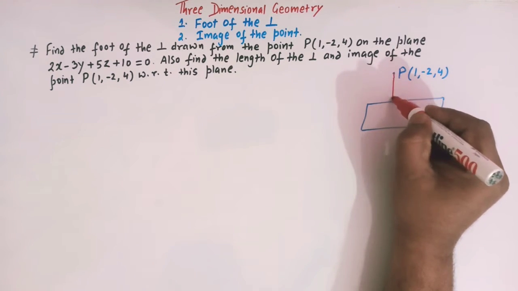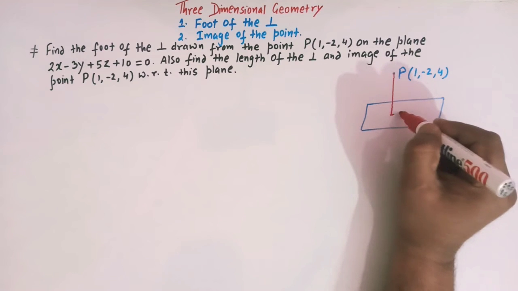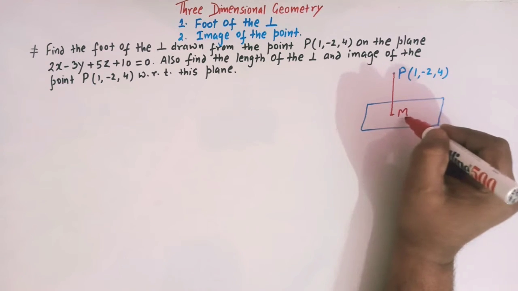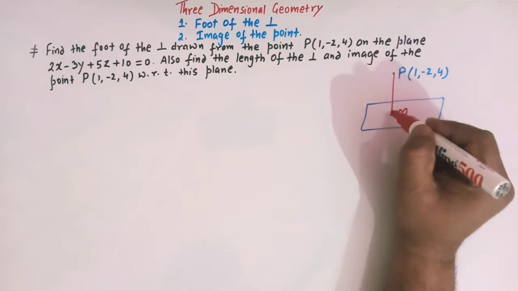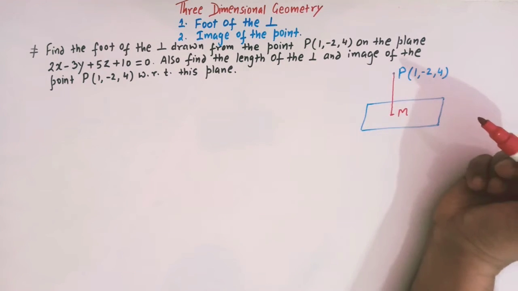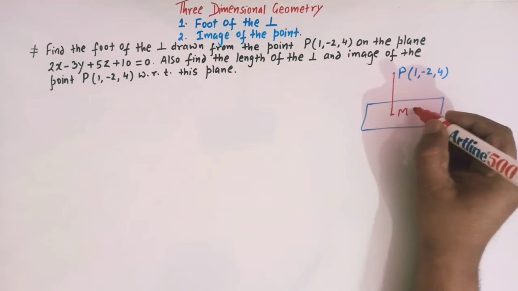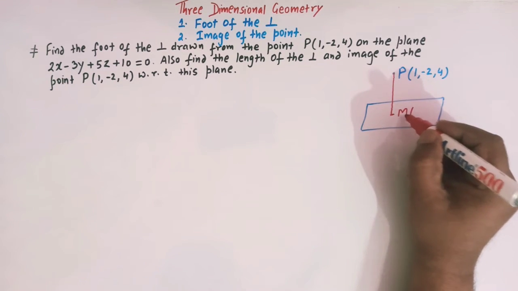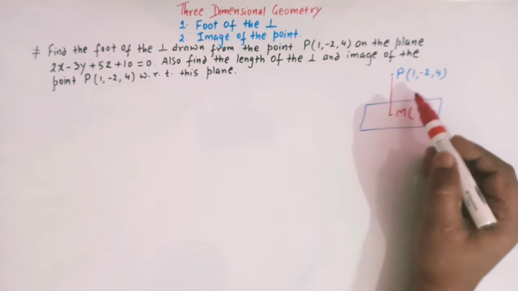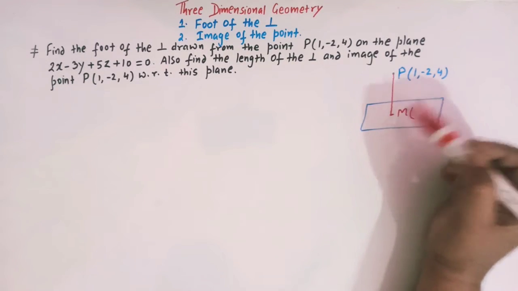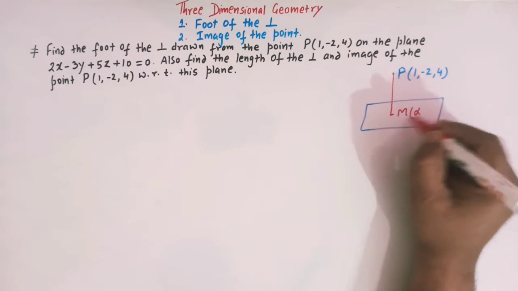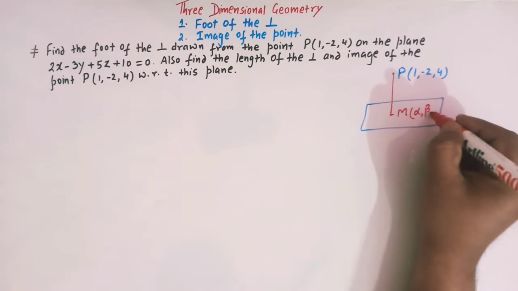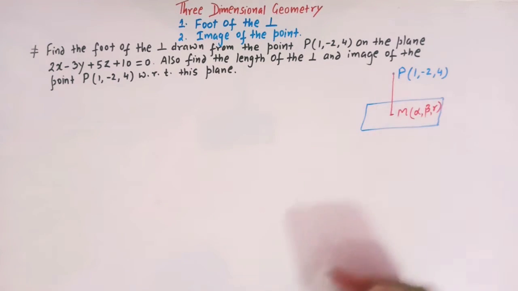So this is the perpendicular, and let M be the foot of this perpendicular PM. So we have to find the coordinates of this point M. M is the foot of the perpendicular, and the perpendicular is PM. So let us assume the coordinates as alpha, beta and gamma.